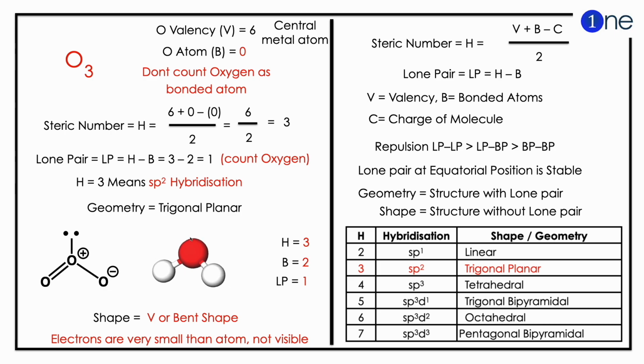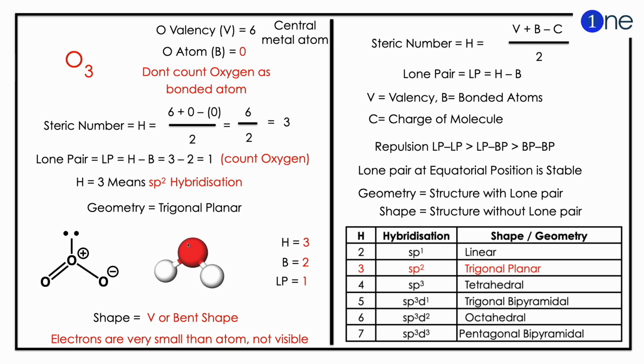Lone pair will be H minus B. Here you should count oxygen, so 3 minus 2 equals 1. So H is 3, which means sp2 hybridization, which is trigonal planar. But you have one lone pair in the system. Oxygen occupies the corners of the trigonal planar and the lone pair occupies another corner.